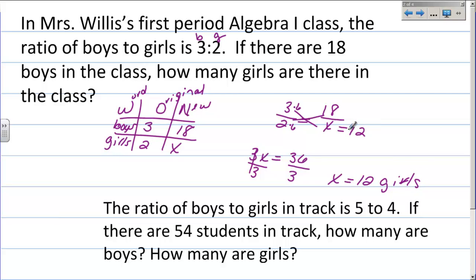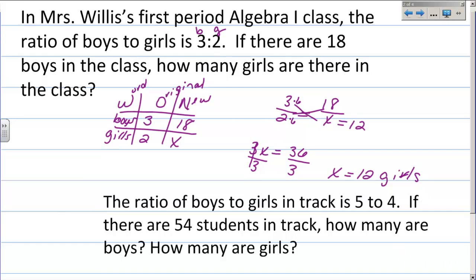So it doesn't matter whether you use the scale factor, because there was one here, or if you cross multiply, they will both get you to the same answer, and that is 12 girls.